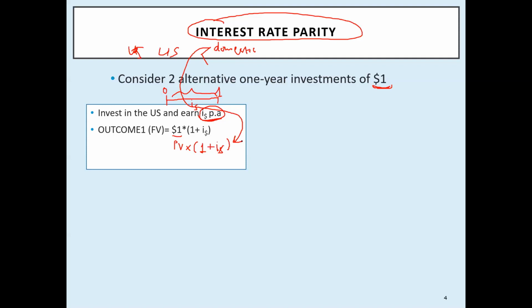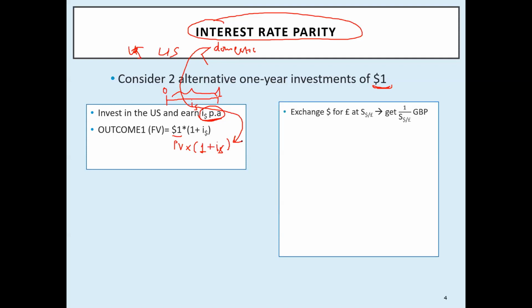Now, an alternative is I could be looking at a foreign market. Suppose that I can choose a foreign market to invest in. So I'm going to pick the UK. My second option here is to invest in the UK. Now let's look at this investor who wants to invest in the UK.